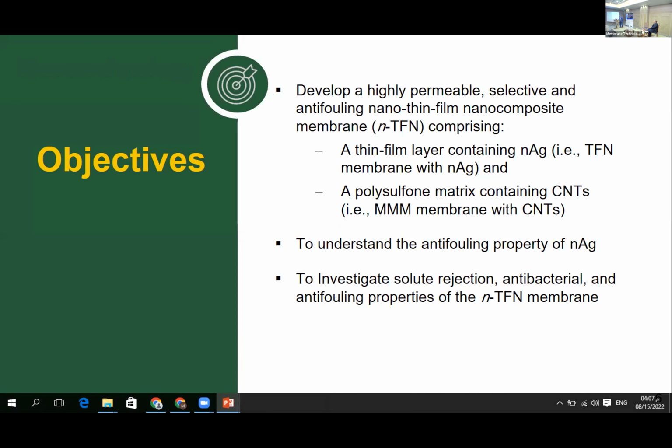So the objectives of our work were to develop a highly permeable, selective, anti-fouling thin film nanocomposite membrane, comprising a thin film layer containing silver nanoparticles and also a polysulfone matrix containing CNTs. We also wanted to understand the anti-fouling property of the silver nanoparticles, and finally to investigate the solute rejection, antibacterial, and antifouling properties of that membrane.